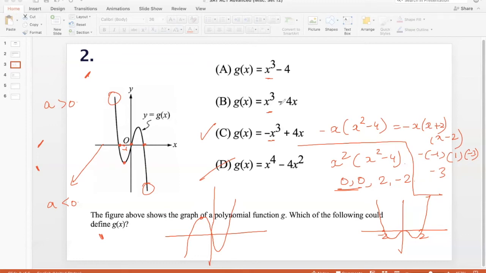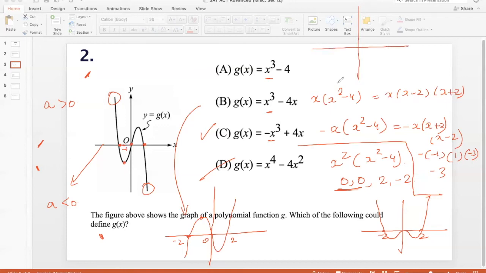Okay, how would this option B look? Option B would look like this, what I have drawn here, because it has the same roots, x times x squared minus 4. So x times x minus 2 times x plus 2. So this has -2, 0, and plus 2. But because the leading coefficient is positive, it would start from the bottom left and finish at the top right. And what about this one? This is simply the graph of y is equal to x cubed, which looks something like this.